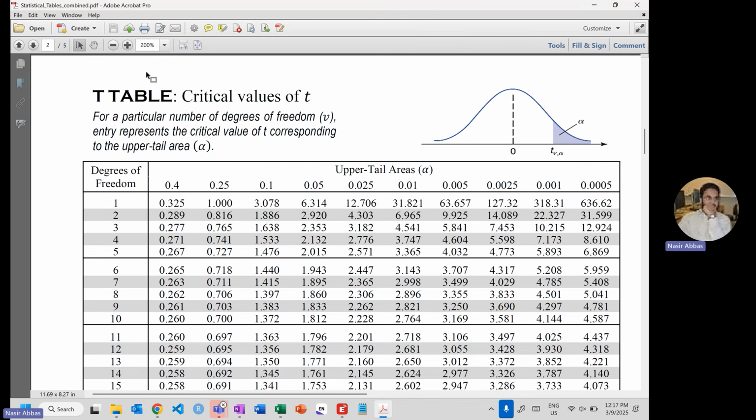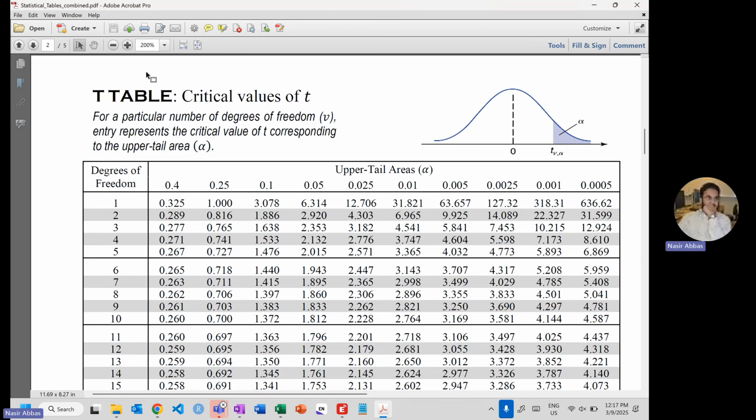Where are those alpha or alpha by 2 given? They are given in the top row. Only few values are given, unlike Z table. There were all the values from almost 0 to 1. Everything was available. Remember? But here only few values are available. What are those few values? 0.0005 is available. 0.001 is available. 0.002 is available, and all the way up to 0.4. Only a few values are available.